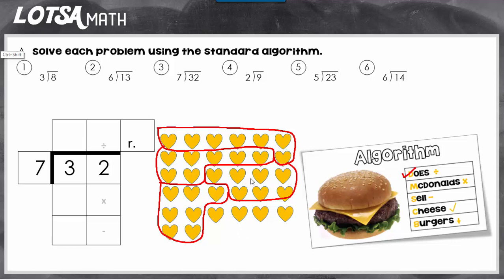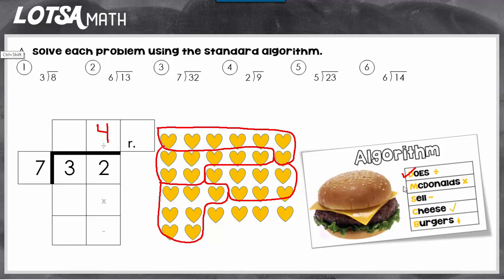So the number of groups I made when I divided was 4. So I'm going to write my answer not above the 3 because 7 cannot go into 3. It can go into 32. So I'm going to write my number above the 32. So my answer is 4 because I was able to make 4 groups.